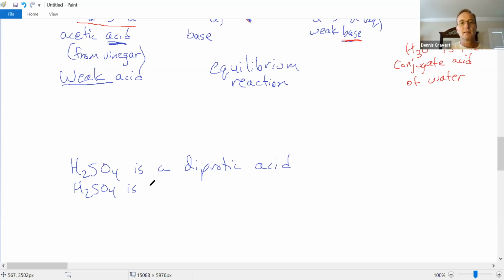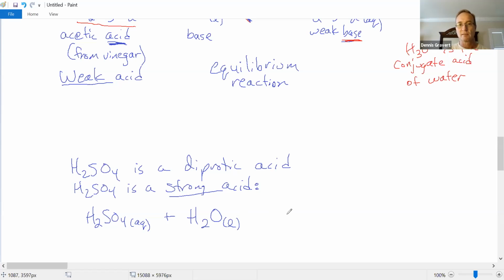H2SO4 is a strong acid, meaning that all the molecules of H2SO4, put it in the water, got some water there, it is strong. So a single arrow, because all of these are going to ionize. Turns out only the first hydrogen falls off completely.